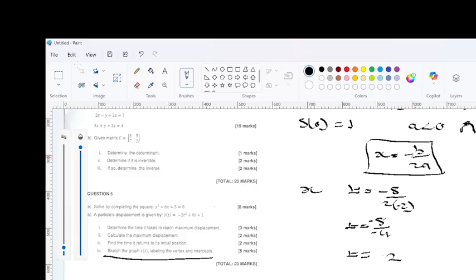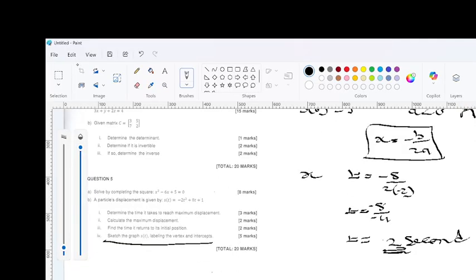So here it was -b. Our b there is 8, so it will be -8 over 2 times -2, that's -4. So -8 over -4, that is +2. And this is the time it takes to reach the maximum displacement.